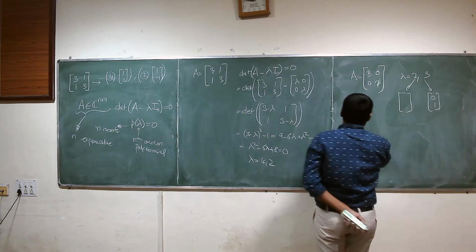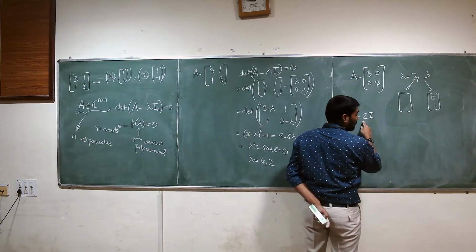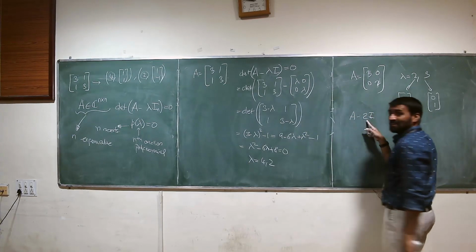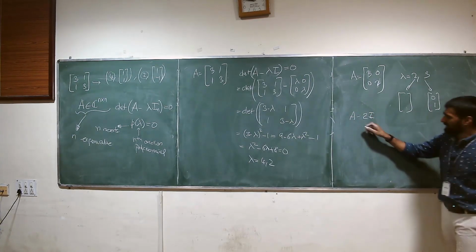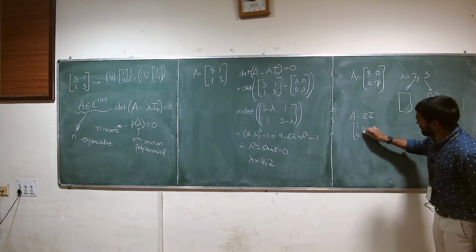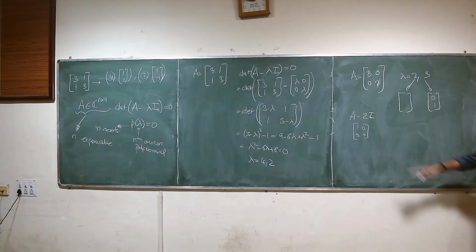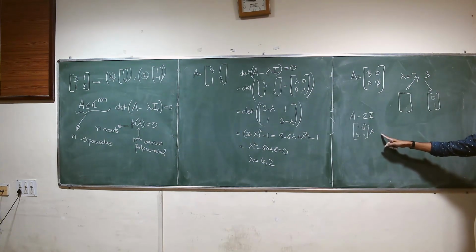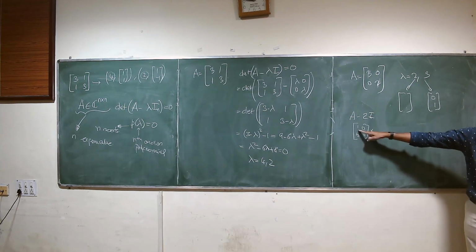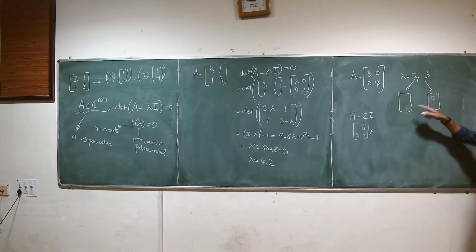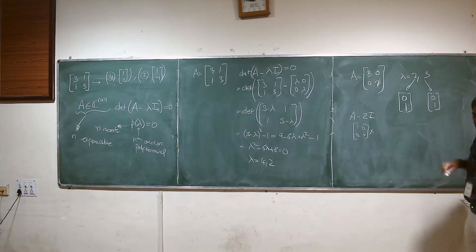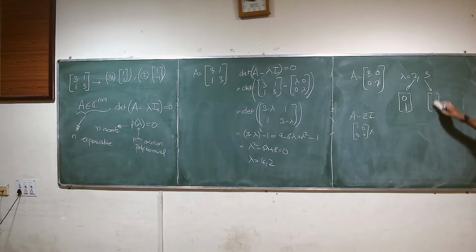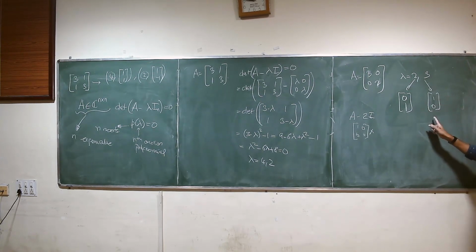What do you get when you do A minus 2I? So what does x have to be for this product to be 0? Well, the first value has to be 0. The rest can be anything. So for 2, let's just choose 1. What about here? 1, 0. The eigenvectors are simply the unit vectors, with eigenvalues on the diagonal. Okay, all right.